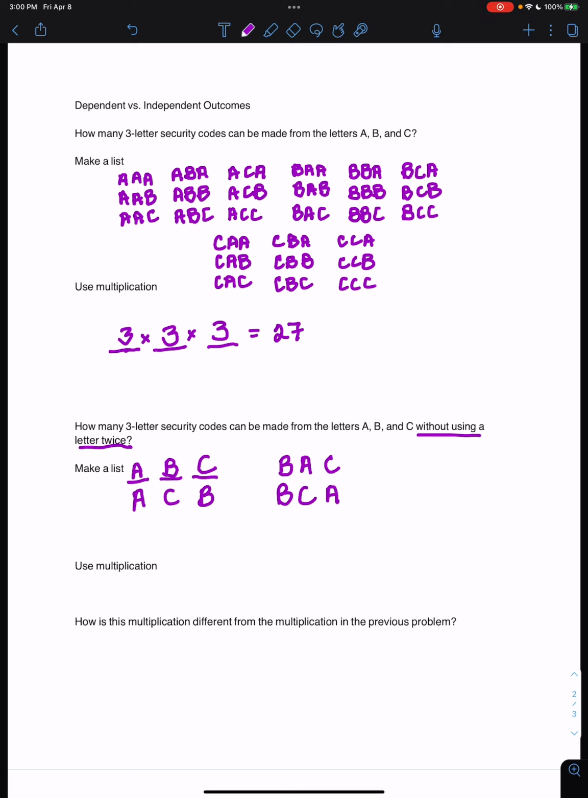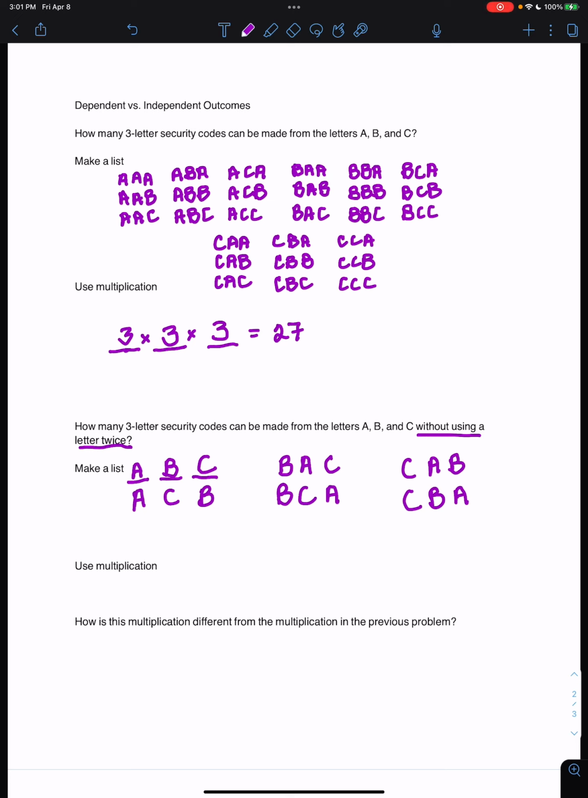All right, so hopefully you're catching on. But what if I chose C for my first letter? Well, I could choose A, or I could choose B. And if I chose A, then the only possibility I have is B. If I chose B, the only possibility I have is A. So we have a lot fewer choices.